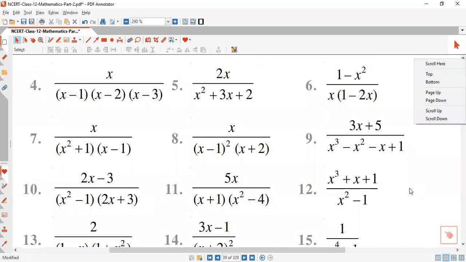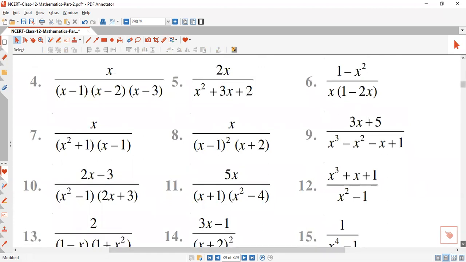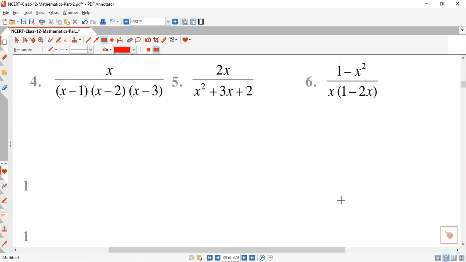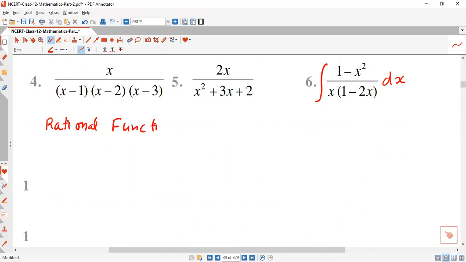Question number 6. You see this one. 1 minus x square. All right, 1 minus x square, we want to do the integration of this part. See, what is the problem with this rational function? This rational function is not proper.